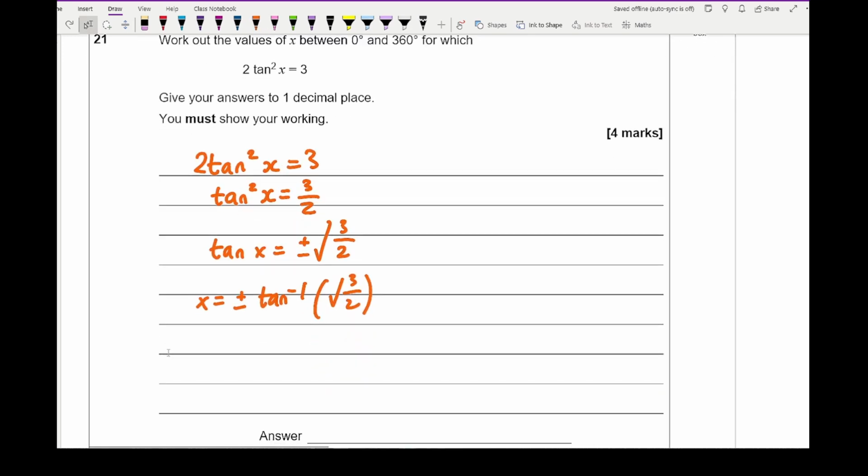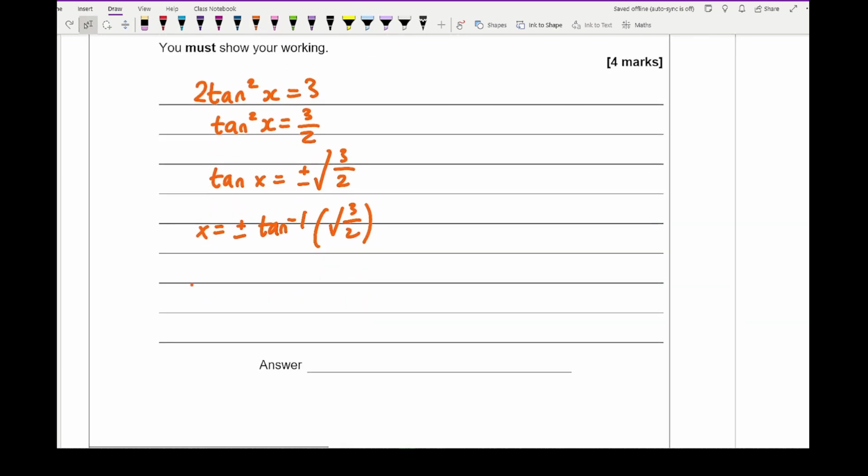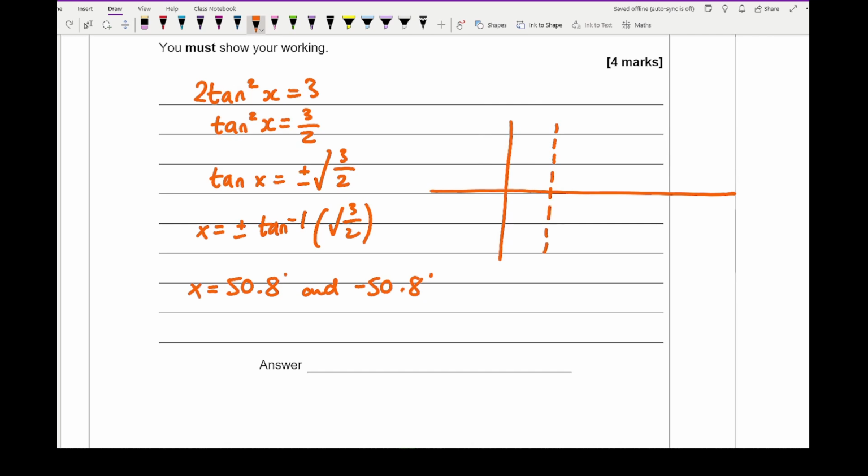Now, if I type that all into my calculator, I get x values of 50.8 and minus 50.8 degrees. Now, to find the other angles, if I just do my sketch of the tan graph, it looks something like this.